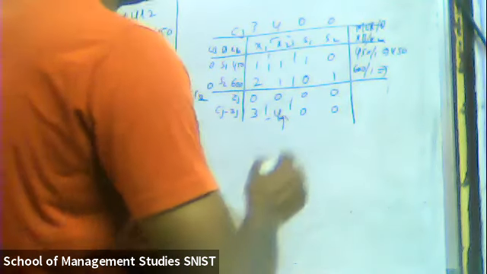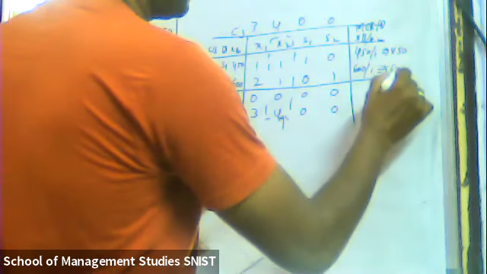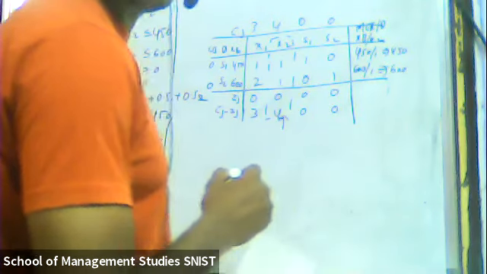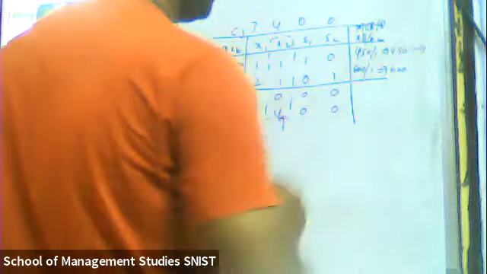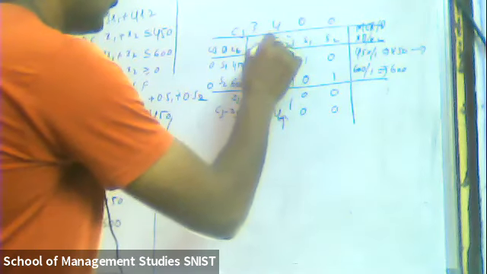Okay, 600 divided by 1 is 600. Fine. Now how to identify the key row? Minimum value. Which one is the minimum value? 450. This one, sir.